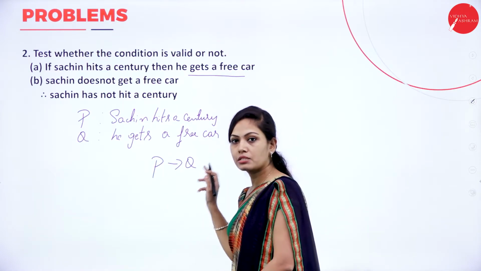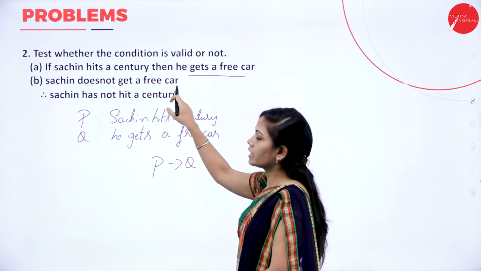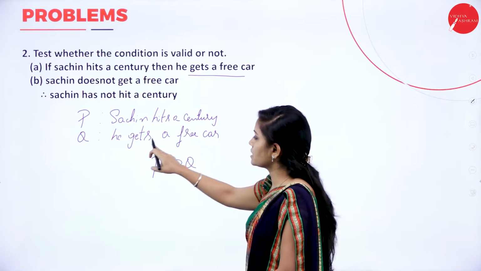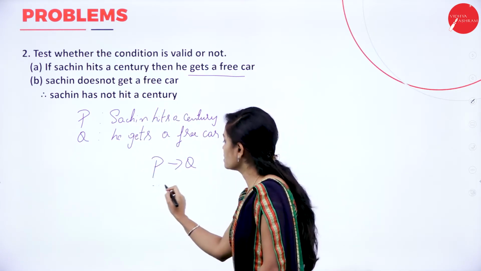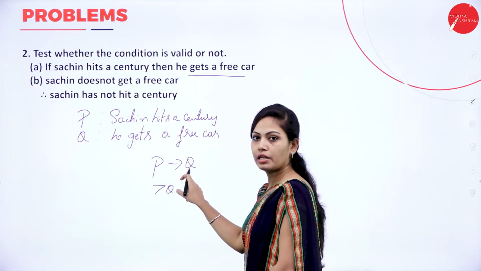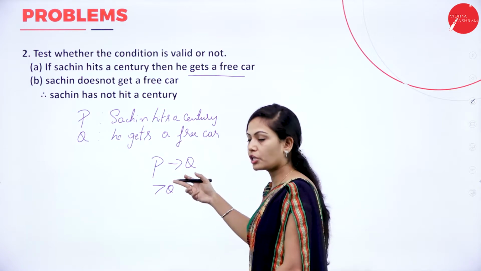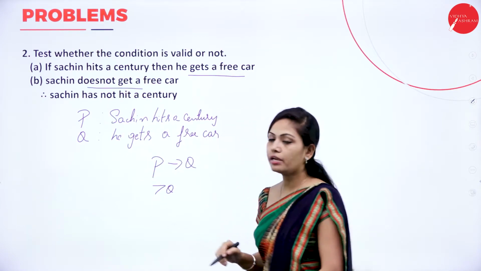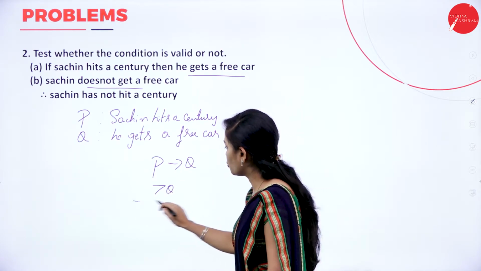So P implies Q. And Sachin does not get a free car. Free car is statement Q, so Sachin does not get a free car means negation Q. Clear? Q means he gets a free car, so negation Q means Sachin does not get a free car. So P implies Q and negation Q.